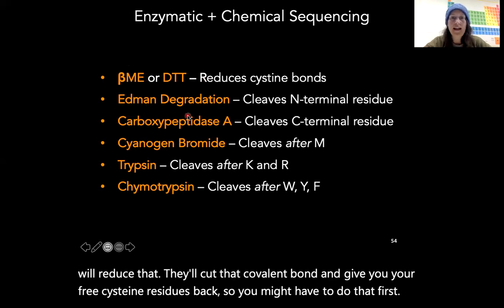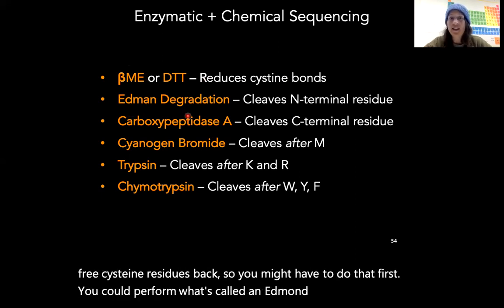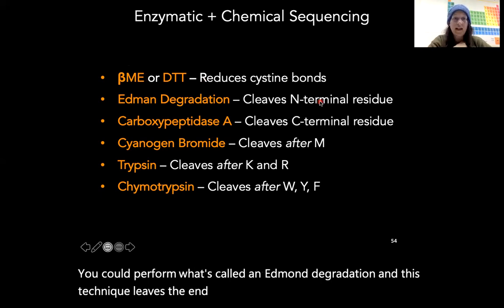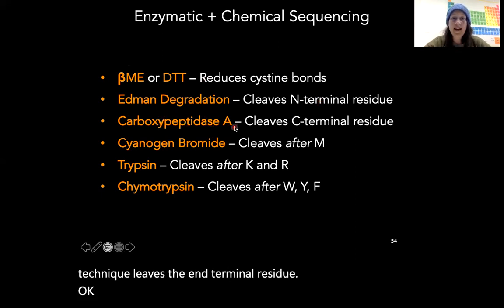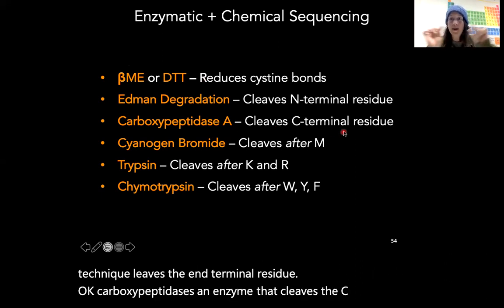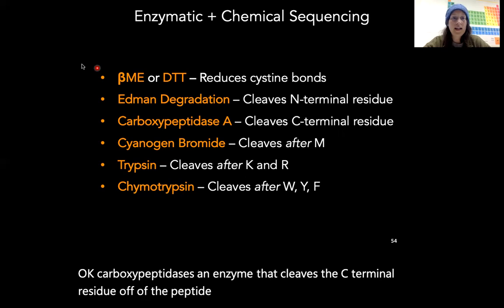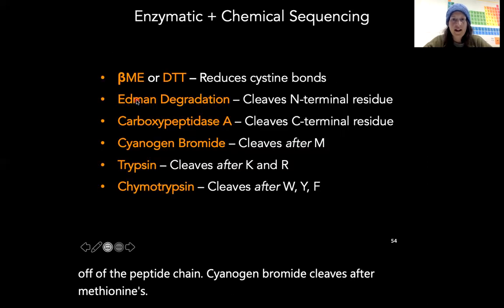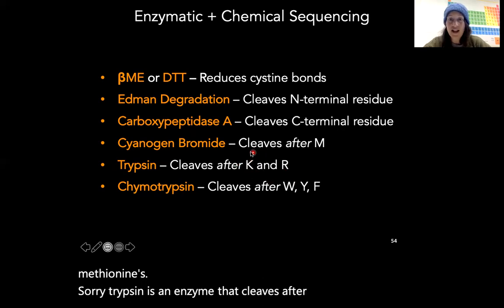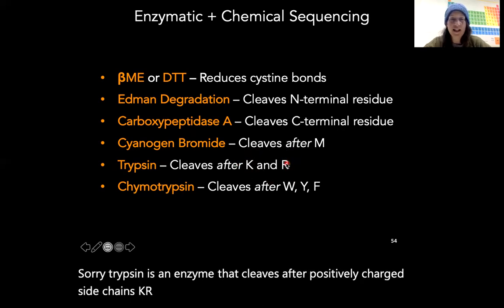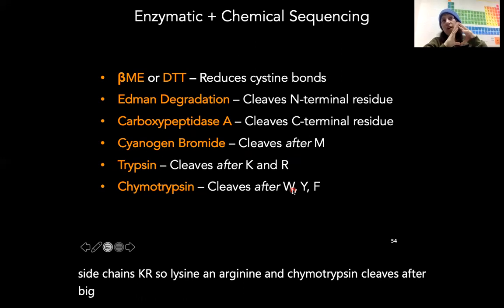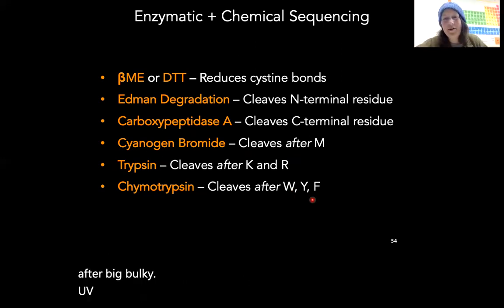You could perform what's called an Edman degradation, and this technique cleaves the N-terminal residue. Carboxypeptidase is an enzyme that cleaves the C-terminal residue off of the peptide chain. Cyanogen bromide cleaves after methionines. Trypsin is an enzyme that cleaves after positively charged side chains, K and R, so lysine and arginine. And chymotrypsin cleaves after big, bulky, UV active compounds, W, Y, and F. So tryptophan, tyrosine, and phenylalanine.